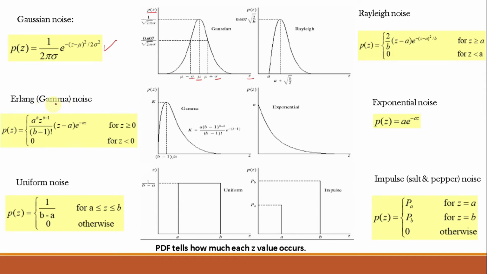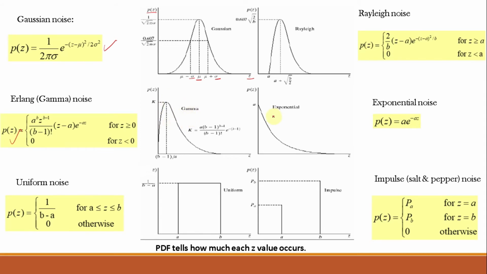So the next distribution is the Erlang distribution. As you can see in the figure, the Erlang distribution starts from 0 and doesn't start from some mid value like the Rayleigh distribution. The shape of this gamma or Erlang distribution is similar to the Rayleigh distribution, but it starts from 0, and this is the equation of the Erlang distribution. This gamma noise occurs due to illumination problems in digital image processing.